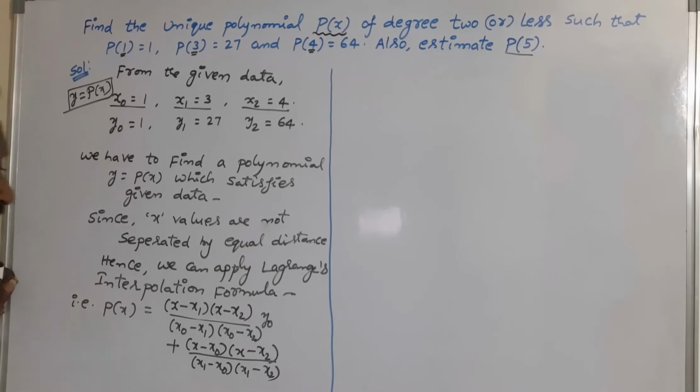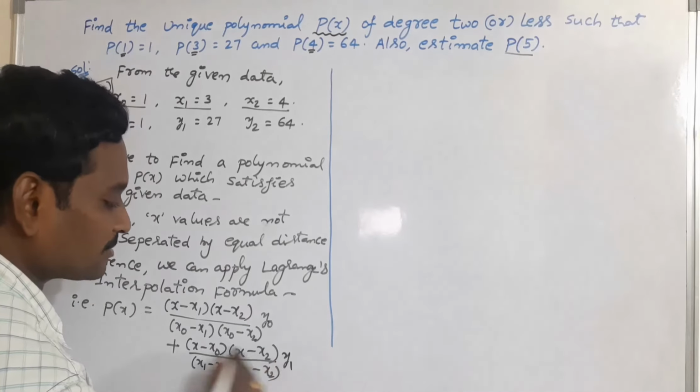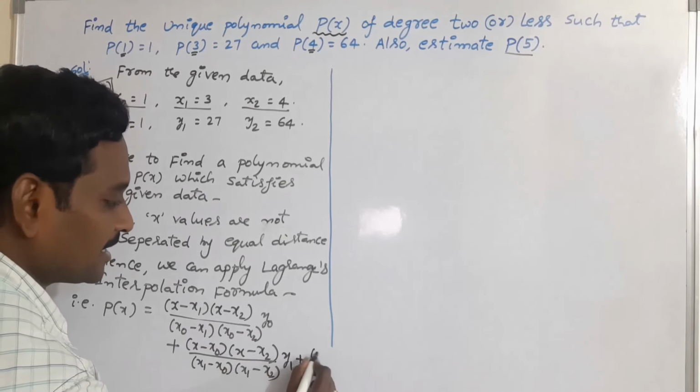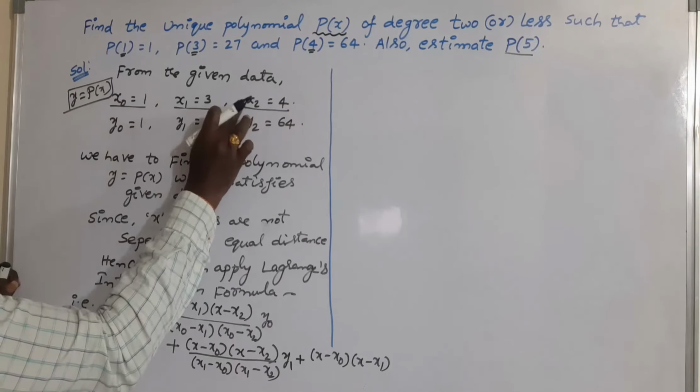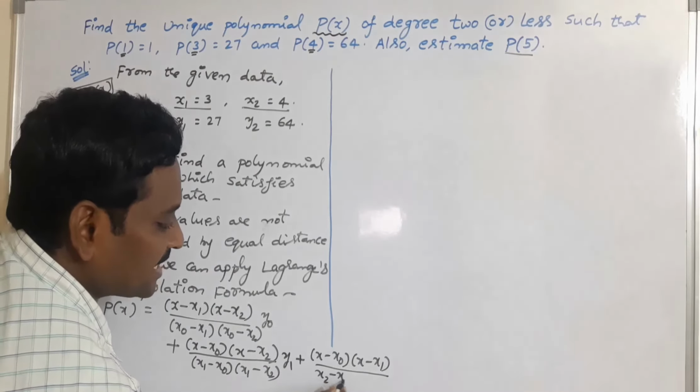Okay, I will write another term also here. See, you should write y1 in the product, don't forget it, plus x minus x naught into x minus x1. In the last part you can skip the last term in x, which is x2, over x2 minus x naught into x2 minus x1 into y2. This is the Lagrange's interpolation formula for the given data. Now we have to substitute all these values in this formula.